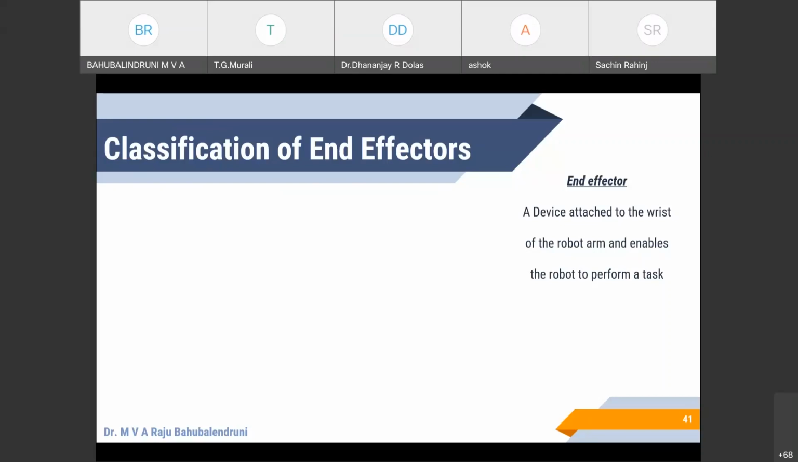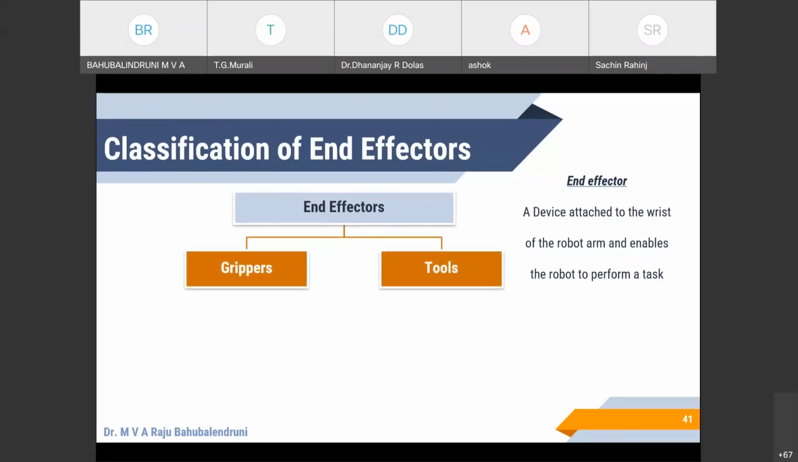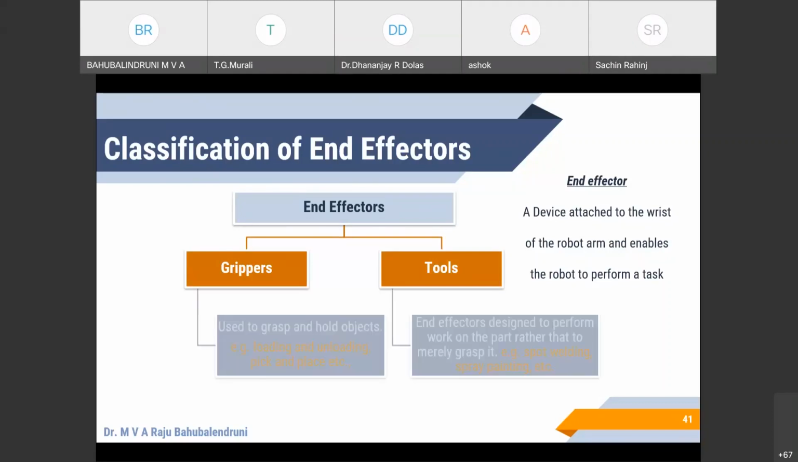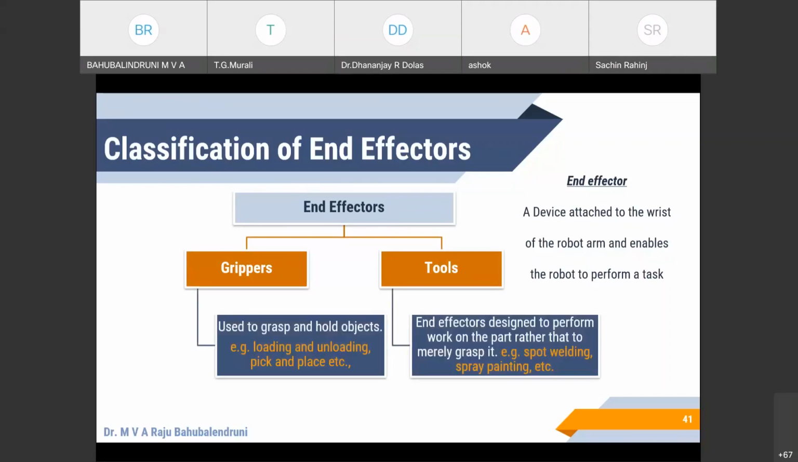Similarly, the robot also cannot perform any task unless you attach some end effector to the end of the robot wrist. End effectors can be categorized into two types: the grippers and the tools. The grippers are generally used to grasp and hold an object, so they are typically used for loading and unloading and pick and place.